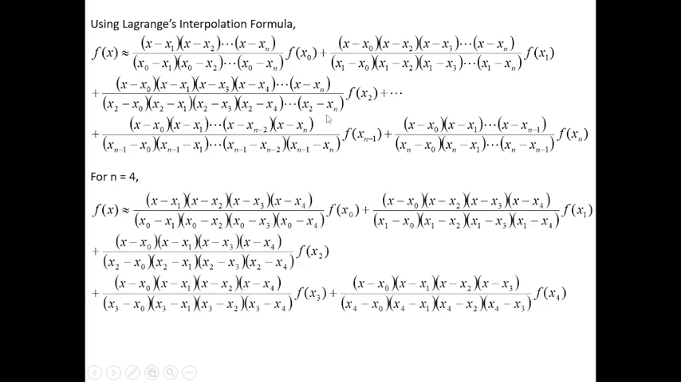So using the Lagrange interpolation formula, no? So here's the equation. Now for n equals 4, we have f of x approximately equal to... As you notice, n is 4, so this is x minus x sub 1.